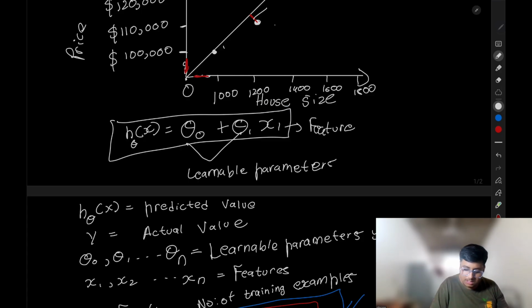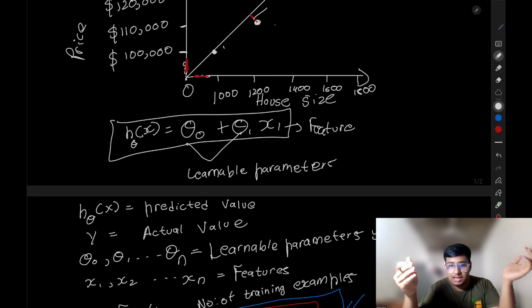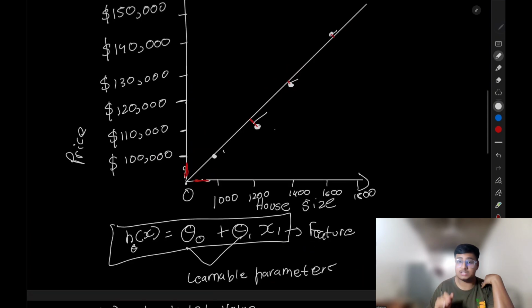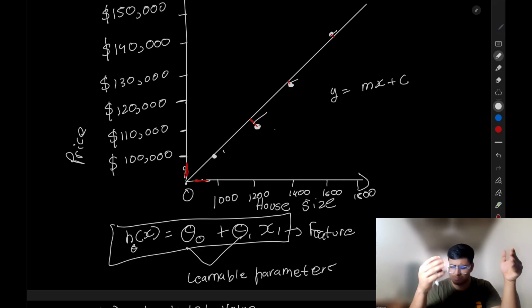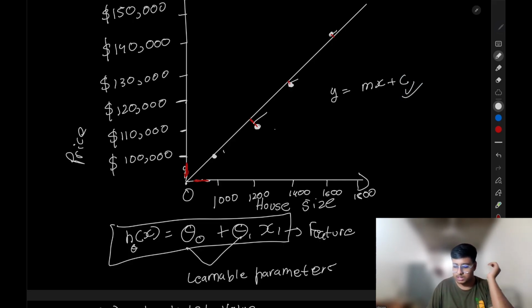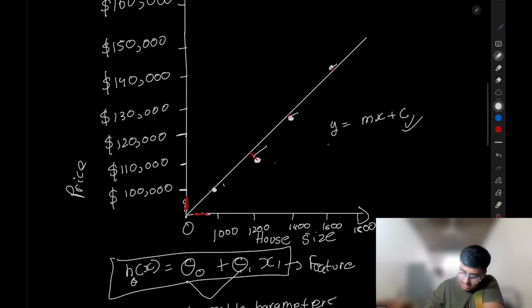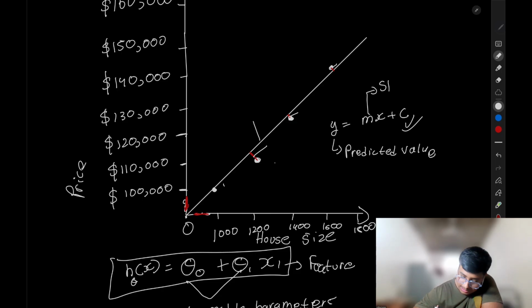If this equation doesn't look familiar, let me write the one equation that is very much familiar to you, which is y is equal to mx plus c. In your schooling, you must have heard about this equation. Okay, so what is this equation? If any one of you don't know, y will be our predicted value. M is the slope of this line.